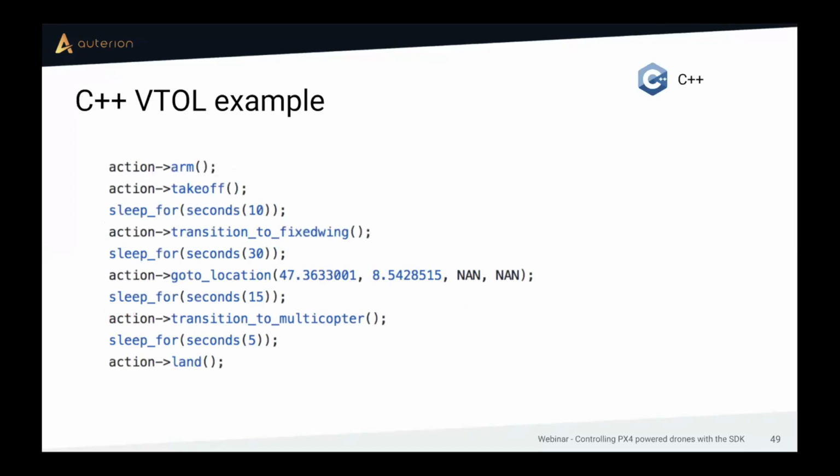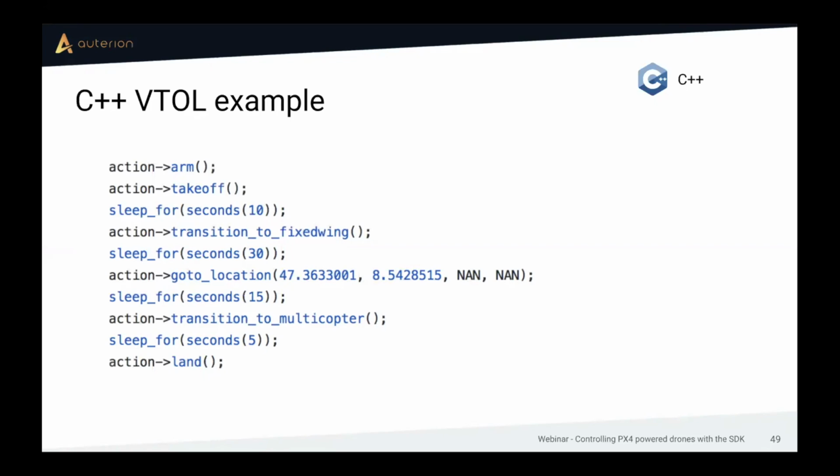And this is very simplified, the steps that we want to take. As seen before, action arm, action takeoff. In this case, we just sleep a bit until the takeoff is done. Alternatively, this could be much better. So we could check for, is the takeoff complete? Or we could check for, have we reached a certain altitude? But for simplicity here, it's just a sleep. At that point, we transition to fixed wing. So as I said, it will transition to fixed wing mode and start loitering around the takeoff location.